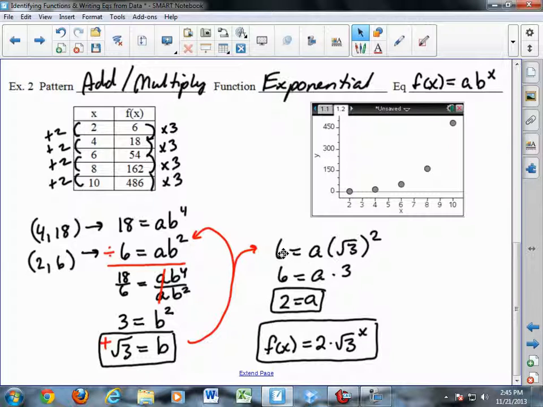Then I can substitute that value for b back into the second equation. I chose that one, and 6 equals a times square root of 3 squared, which is just 3, so a is going to be 2. So my final equation is f of x equals 2 times the cube root of x.